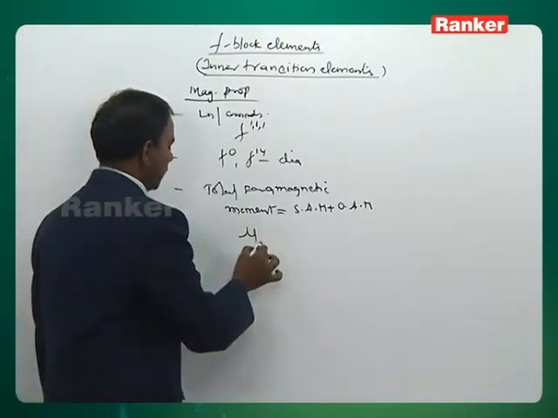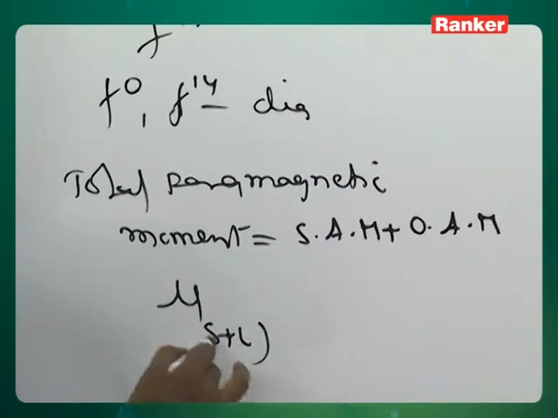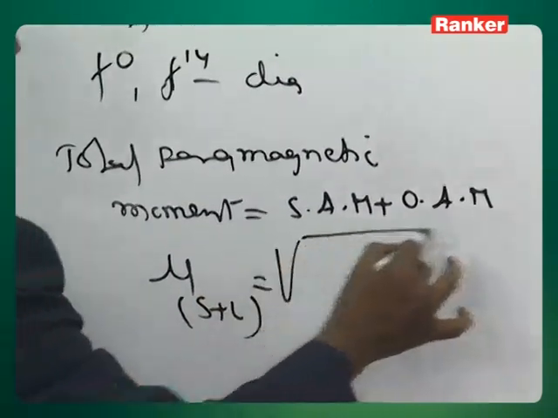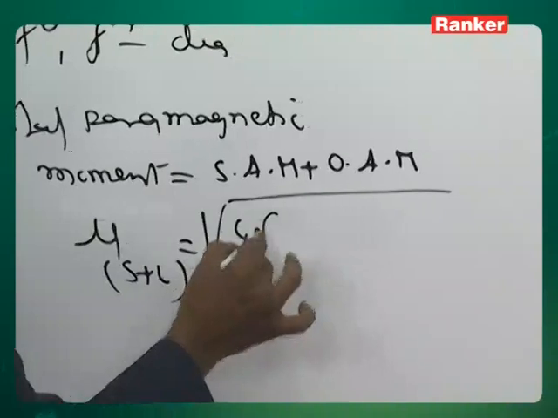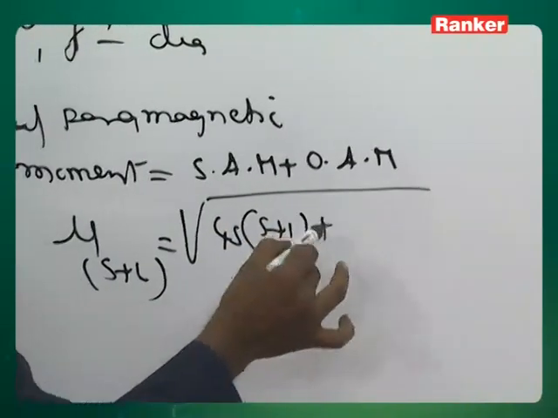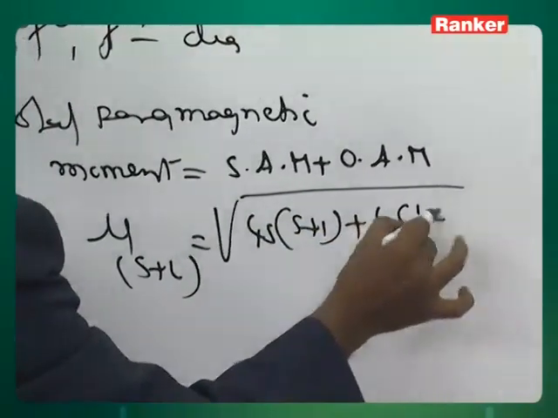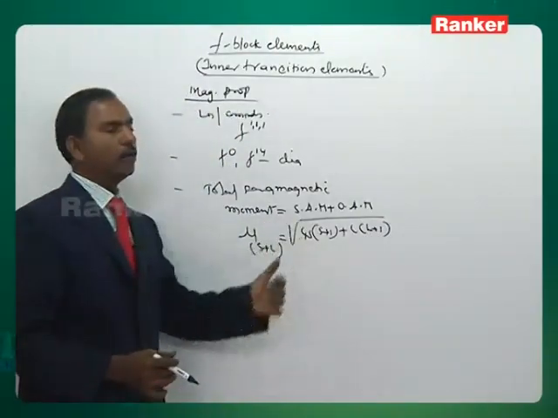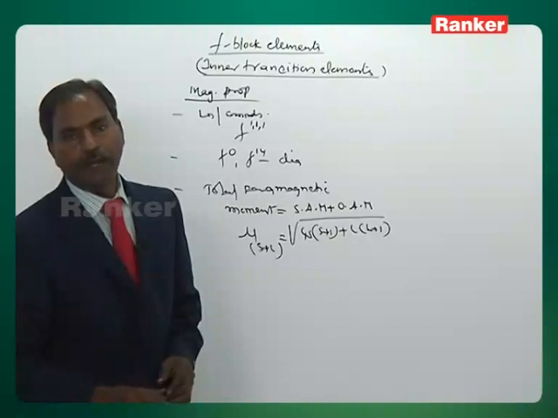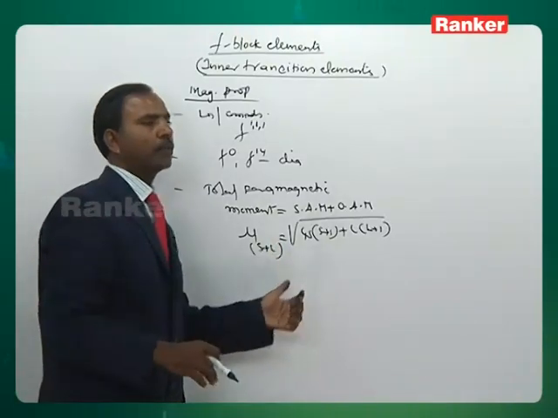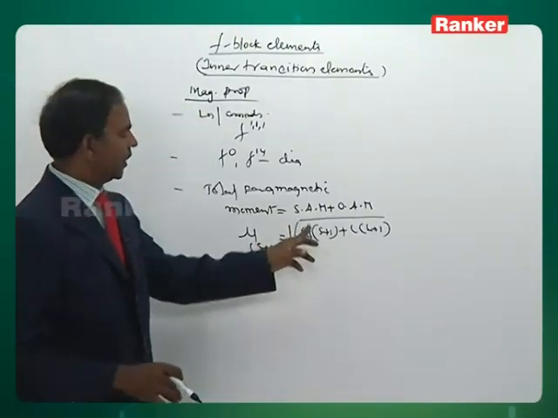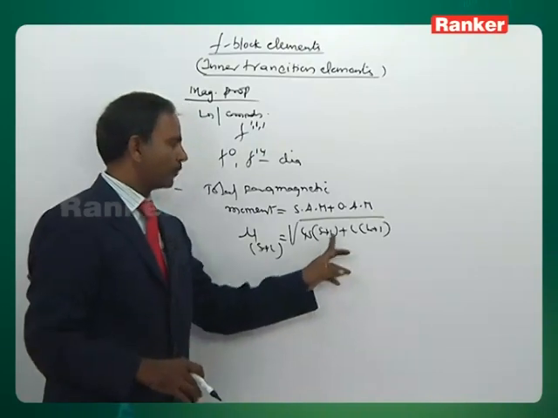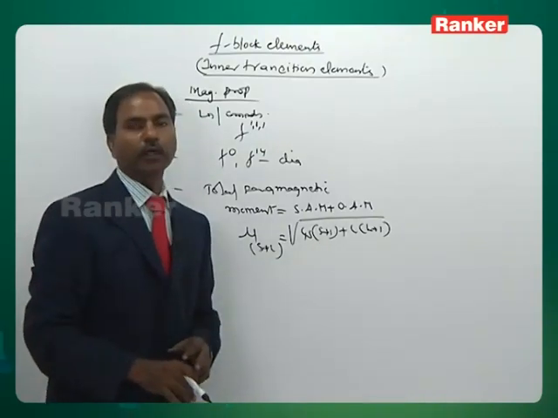This we can show with an equation: mu S+L is equal to under root of 4S(S+1) + L(L+1). This is the equation we apply for the calculation of total paramagnetic moment of any atom or compound. S stands for spin angular moment. L stands for orbital angular moment.